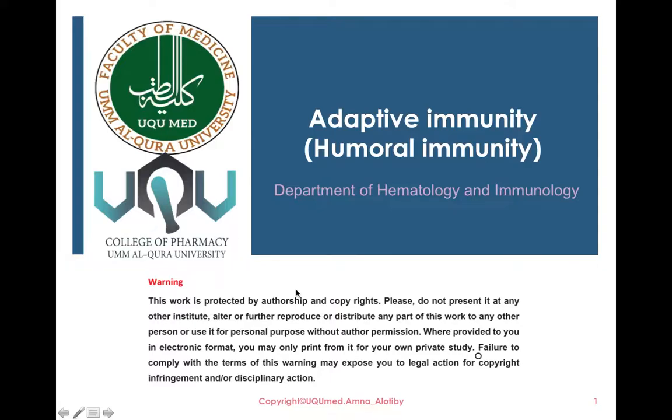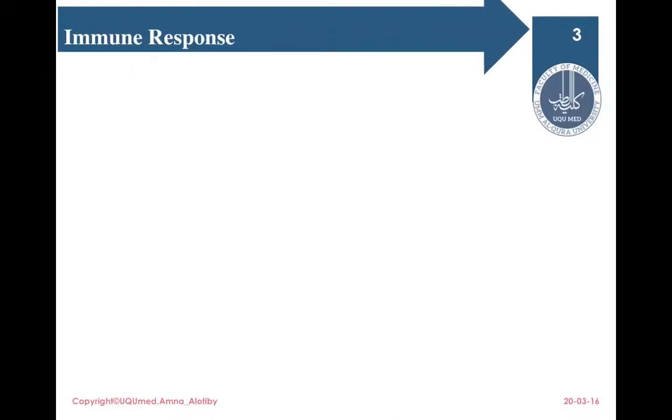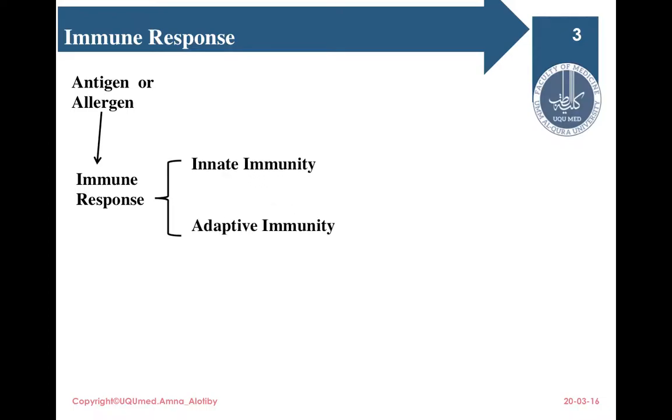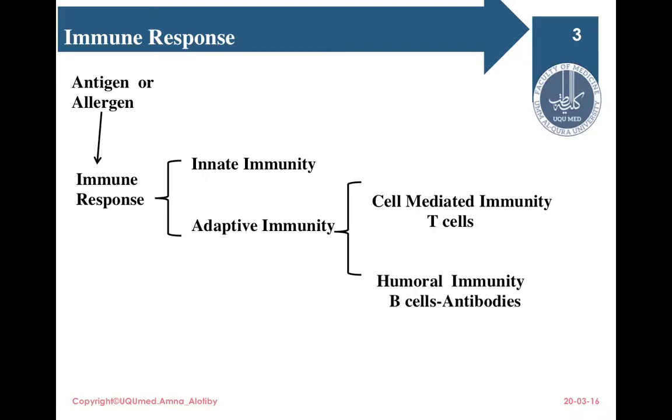Today's session is humoral immunity, a component of adaptive immunity. In general, the immune response is initiated by an antigen or an allergen, and the response is created through innate components or adaptive components. Adaptive components are cellular immunity and humoral immunity, which is mediated through B cells and antibodies, and this is the focus of today's session.